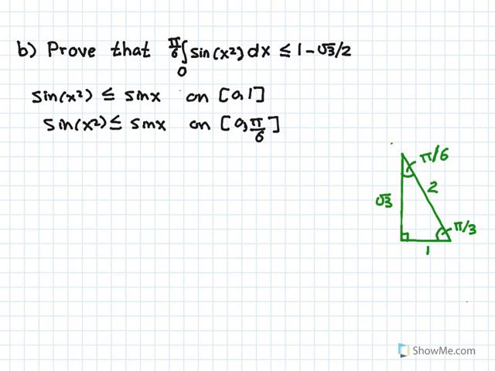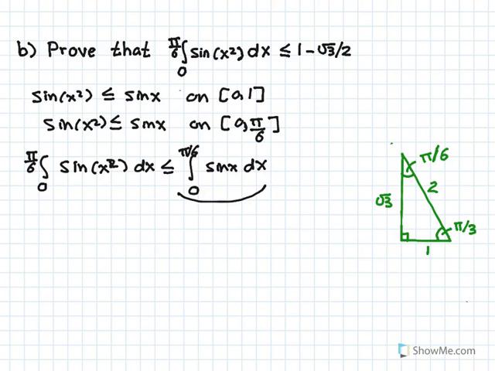Alright, so now we're going to apply a property of integrals. The integral from 0 to pi over 6 of sine of x squared dx is less than or equal to the integral from 0 to pi over 6 of sine x dx. We're now going to apply the fundamental theorem of calculus to solve the right-hand side of this inequality. The antiderivative of sine x is negative cos x, evaluated from 0 to pi over 6.